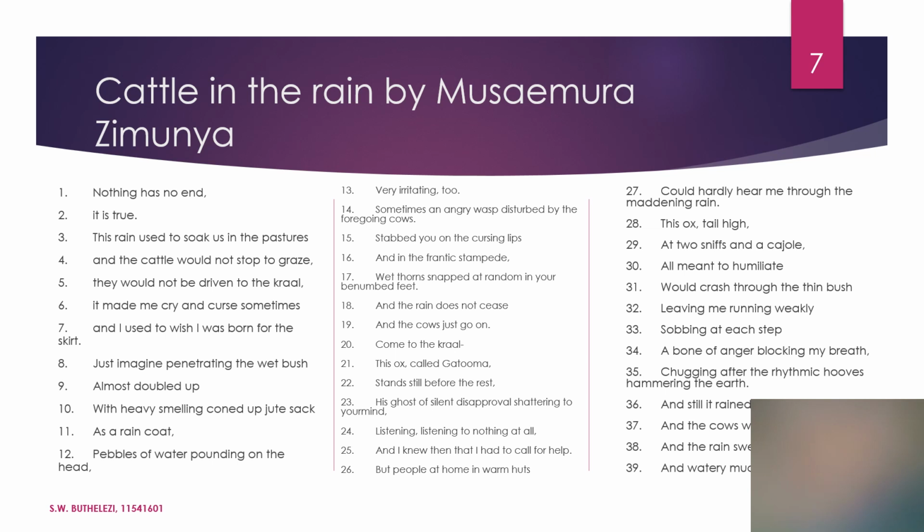This is the poem that we'll be reading and analyzing together with my learners. Its title is Kettle in the Rain, and it was written by Musaemura Zimunya. In short, this poem is about a boy who used to herd kettles, and after reading the poem, you can understand that the boy was not happy with his job. He even wished that he was a girl. In the poem, he mentioned all the things that used to happen to him during the time he was herding the kettles.